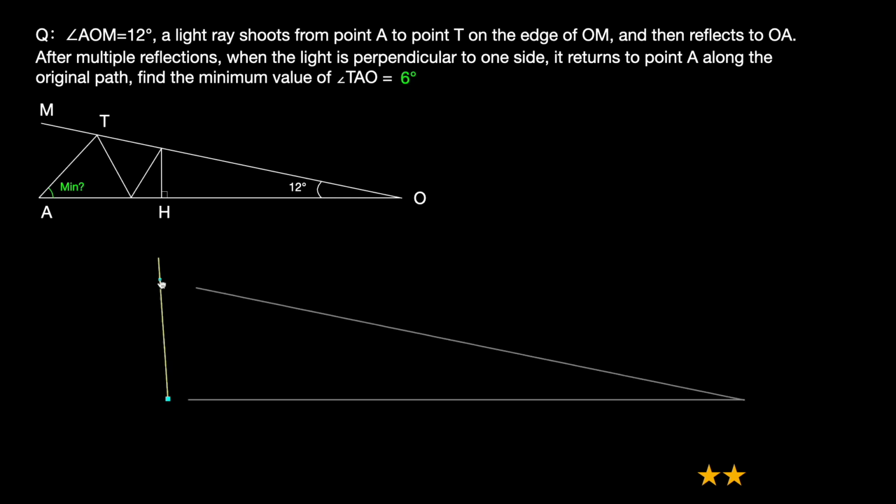One more thing. I'm going to show you how the light is changing in this structure. I will simulate the angle TAO reducing, and you will see how we increase the number of reflections and still get the light back from the original path. When the angle TAO is less than some amount of degrees, it is not possible anymore.